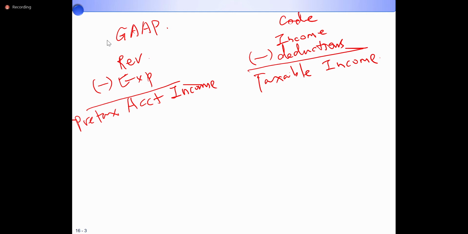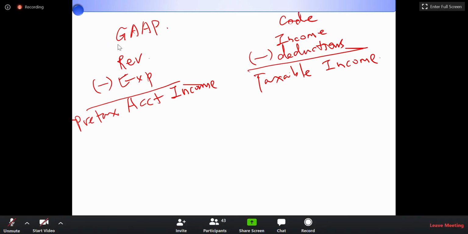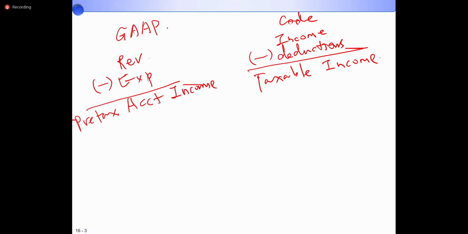For example, let's say they pay a 10% tax rate, then 10% times taxable income will be the tax the company needs to pay. So again, we have two systems. One is accounting, one is tax. Internationally, some countries combine those two systems, but just a few countries do that.